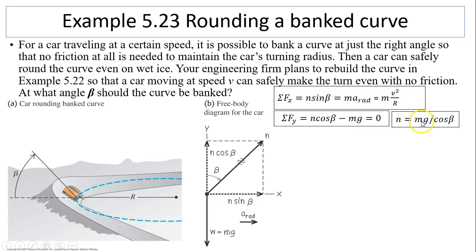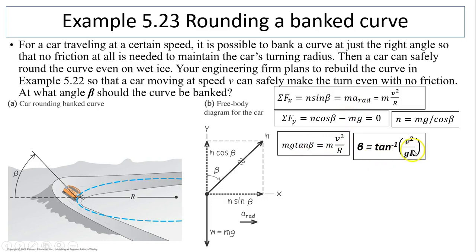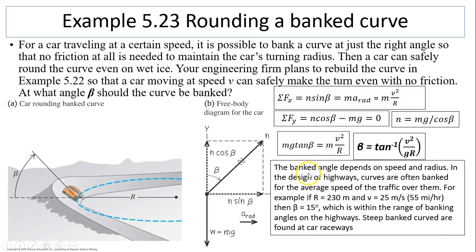So from the second equation, you can solve for N. From there, you substitute N into the first equation, you can solve for v. You can solve for beta. So beta equals inverse tan of v squared over gr. So from here, it tells you the banked angle actually does not depend on the mass. It depends on the speed and radius.